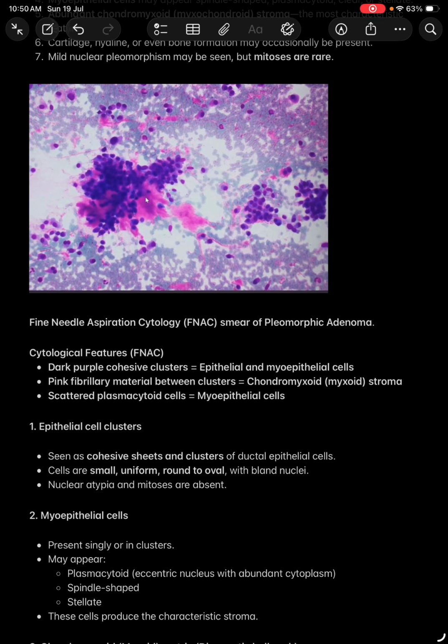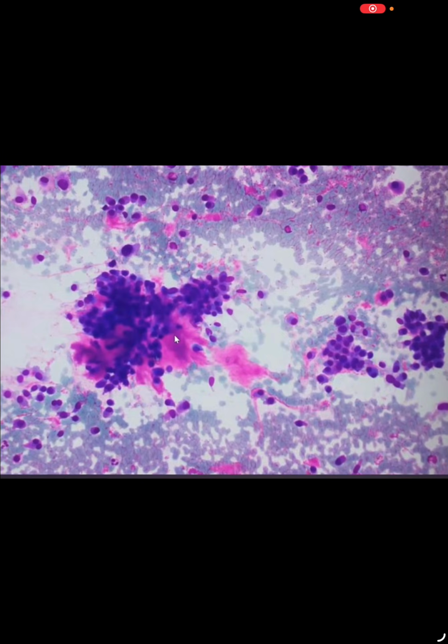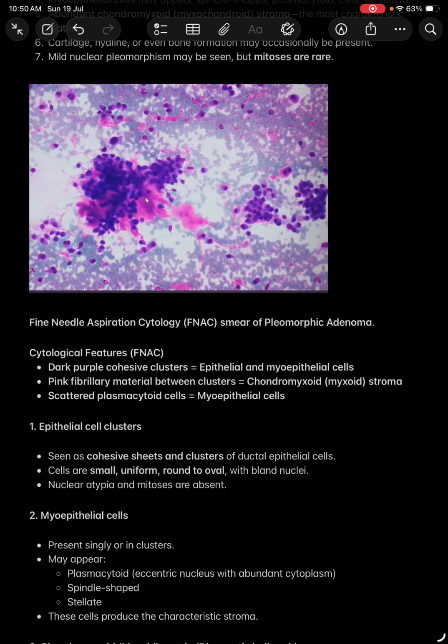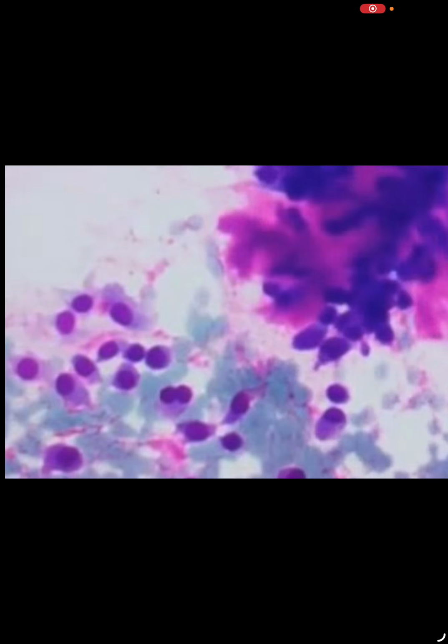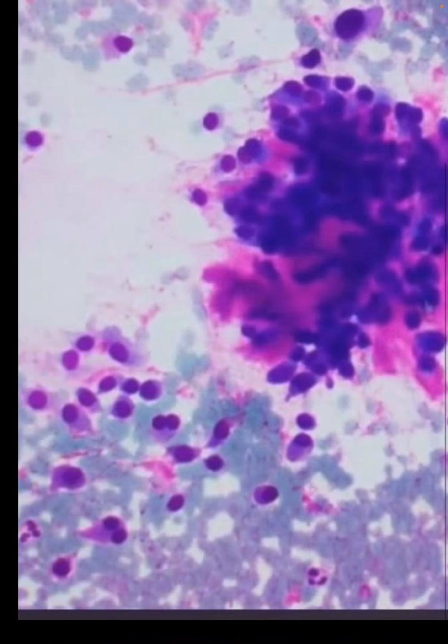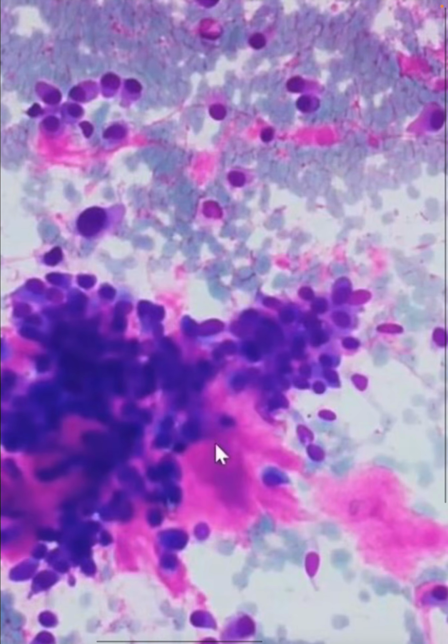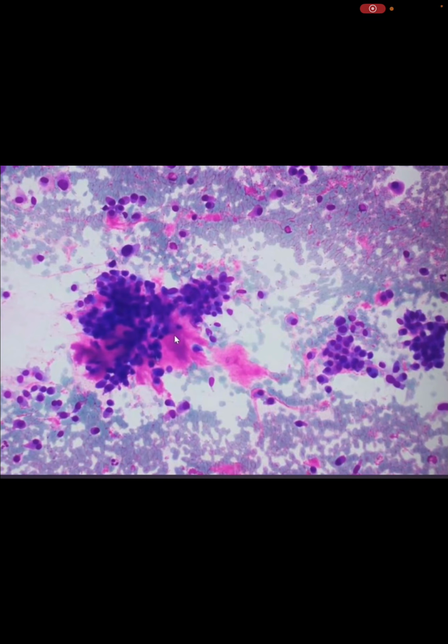The pink fibrillary material between the clusters is chondromyxoid stroma. This is all chondromyxoid stroma, a pink fibrillary structure. Scattered plasmacytoid cells are myoepithelial cells. These are all myoepithelial cells, scattered cells.